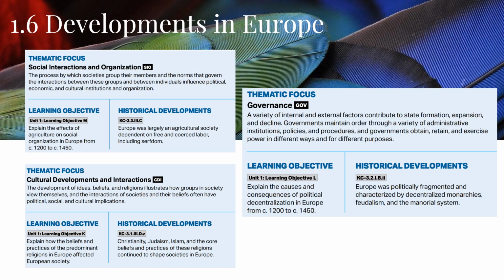The last one is developments in Europe 1.6. There were three different thematic focuses here: social interactions and organization, cultural developments and interactions, and then governance. Again, you can look back through to see what the topics are here. Some of the big ones that stand out, though, are manorial system, feudalism, coerced labor, serfdom, Christianity, Judaism, and Islam, of course. And so those are going to be some of the key topics that you will see.